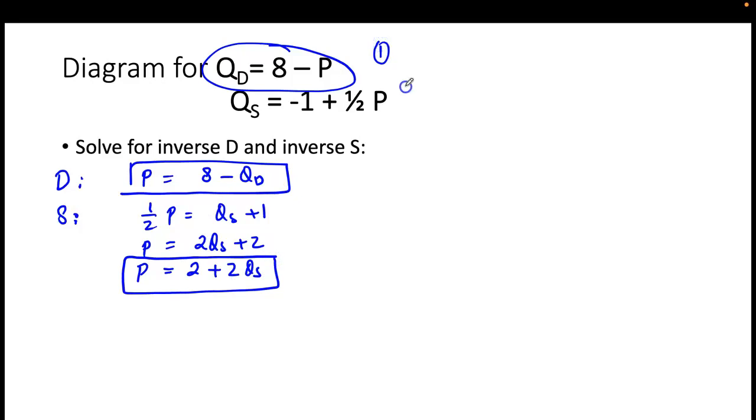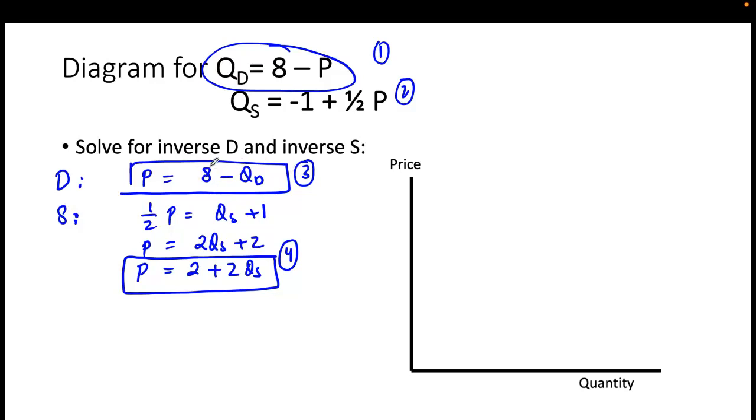So let's say this was equation 1, equation 2, equation 3, and 4. So 1 and 2 are your general demand and supply curve in their general relationship. And here we have the inverse demand and inverse supply curve, which we need to draw the diagram accurately. For your demand curve, the vertical intercept is 8 and it's a negative relationship. So I have my downward sloping demand curve, vertical intercept of 8. Every time quantity demanded increases by 1, price is decreasing by 1 unit. So that's your downward sloping demand curve.